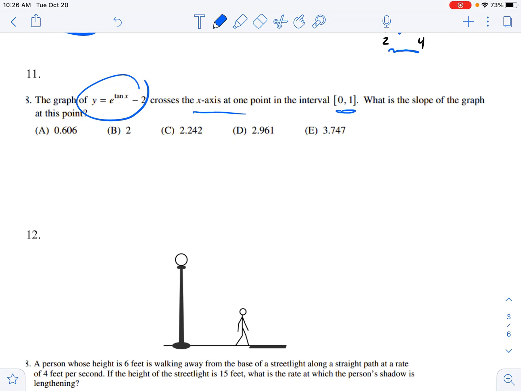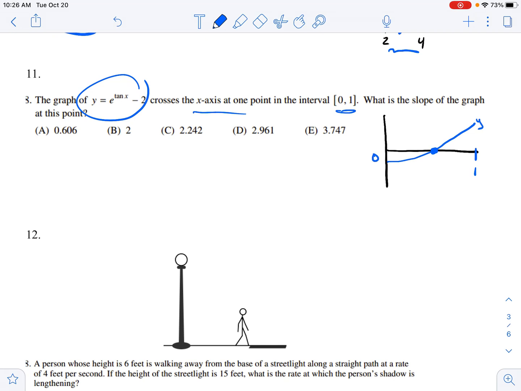So I'm actually going to get out my calculator, and I'm going to go into y equals, and I am going to graph this function. All right, so I'm going to do e to the tan x. Make sure you are in radian mode for this class, always. Okay, so e to the tan x, close that up, minus 2, and then I'm going to change my window to go from 0 to 1. And this is what I'm looking at for my graph. Not anything crazy or too exciting, it kind of looks like this. And indeed, it hits the x-axis at one spot between 0 and 1.